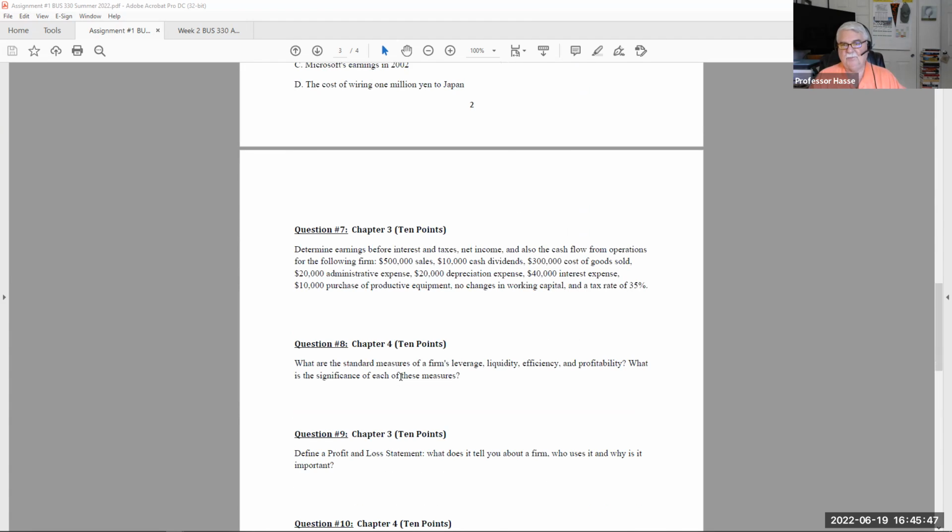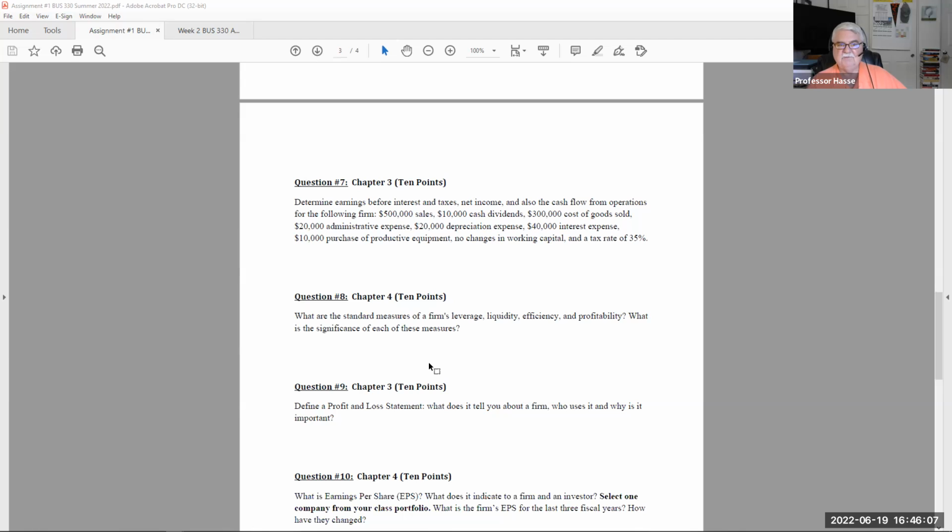I want you to determine 3 numbers. Determine the earnings before interest and taxes, determine the net income, and determine the cash flow from operations based on this information I give you in this problem. Question 8 is asking you to define the different types of standard measures of financial statements from chapter 4.